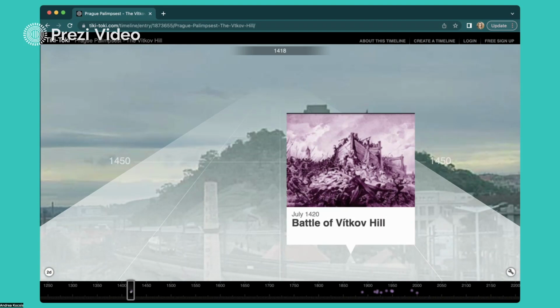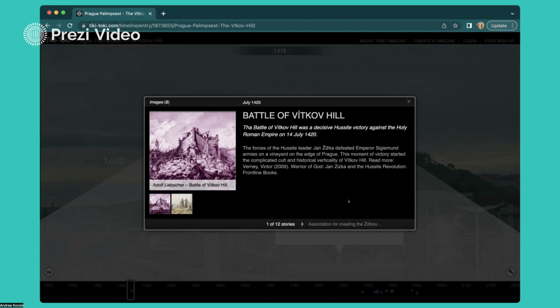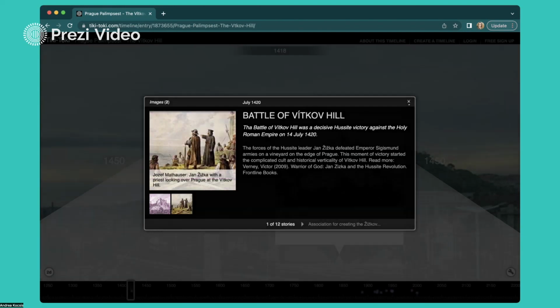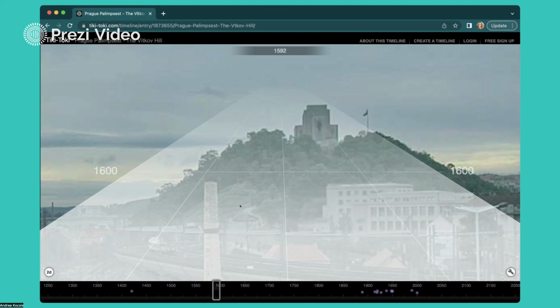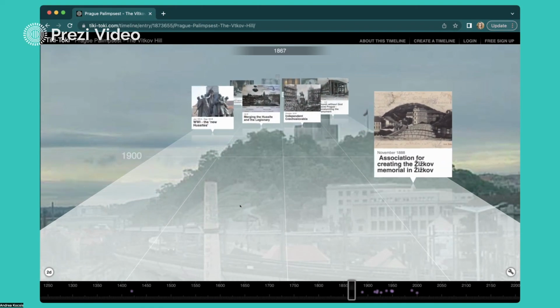I'm going to give a very brief introduction to the history of Vítkov Hill, and I encourage you to play with the tool yourself. It starts in 1420, when the Hussite leader Jan Žižka defeated Emperor Sigismund of the Holy Roman Empire. And this moment of victory started the cult of Vítkov Hill, which later defines the uses of this place. And it takes a long, long time until this cult can manifest itself.